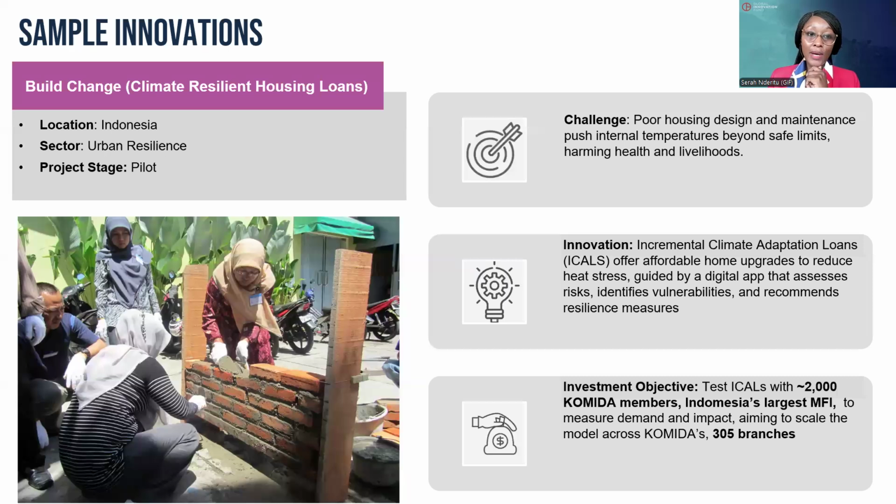So through our investment, which is a grant, Build Change will support Komida, which is the MFI, to scale the model and also offer loans across about 305 branches. And for this, they'll aim to enable about 2,000 women members to invest in their homes and make them more climate resilient. But because at GIF we are also keen on generating evidence, we'll also focus on generating some learnings on the viability and effectiveness of these loans, which we are calling the incremental climate adaptation loans.